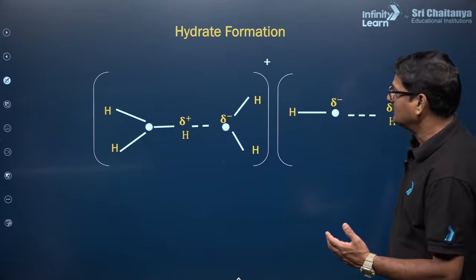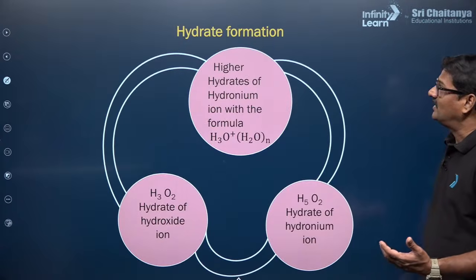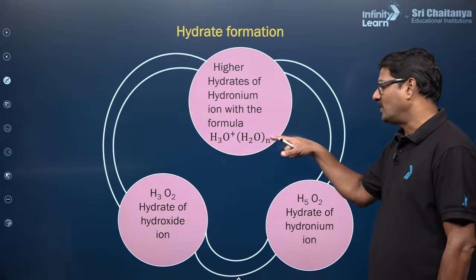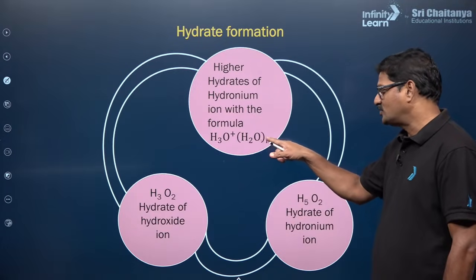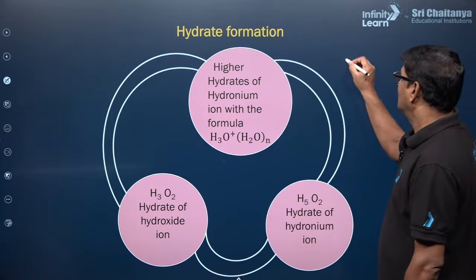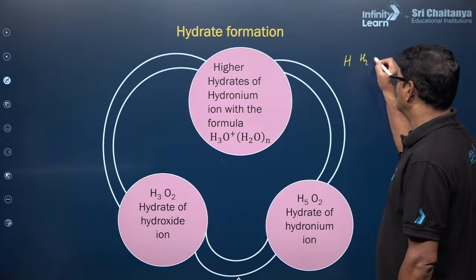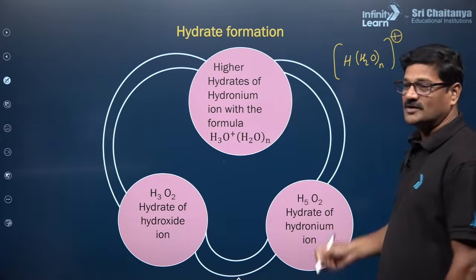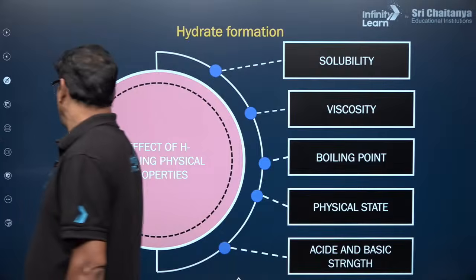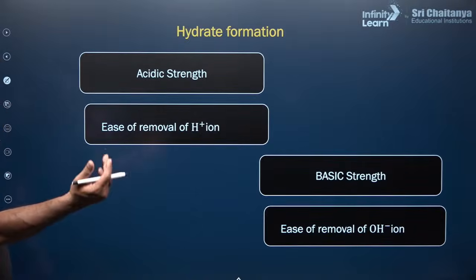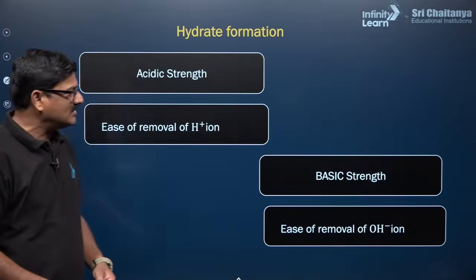So that's what tetrahedral hydrate formation again, hydrate formation. Higher hydrates are hydronium ion with the formula H3O plus, meaning H plus H2O n times, it is going to be like this. This is what is called a hydrate formation. And also effect of bonding, we already saw this. Acidic strength is ease of removal of H plus ion, basic strength is ease of removal of OH minus ion. Okay, these are all the things we can study.